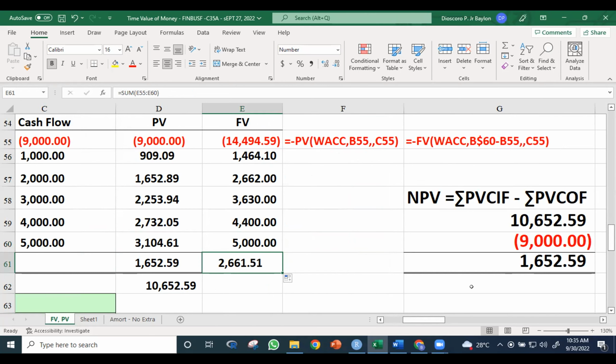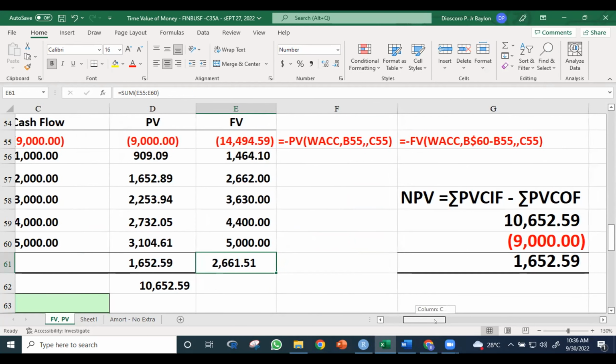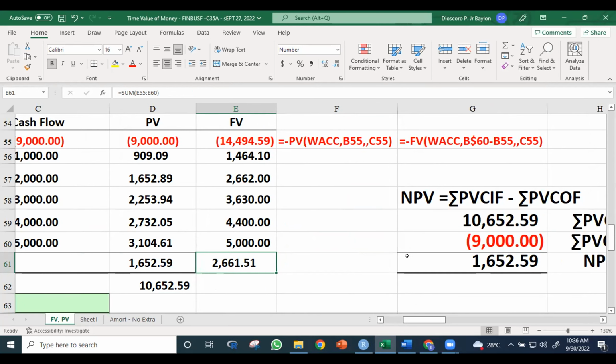Okay, and just like the net present value, if the net future value is positive, then the project is okay. Okay, let me pause for a while and then I'll allow you to complete your tables.